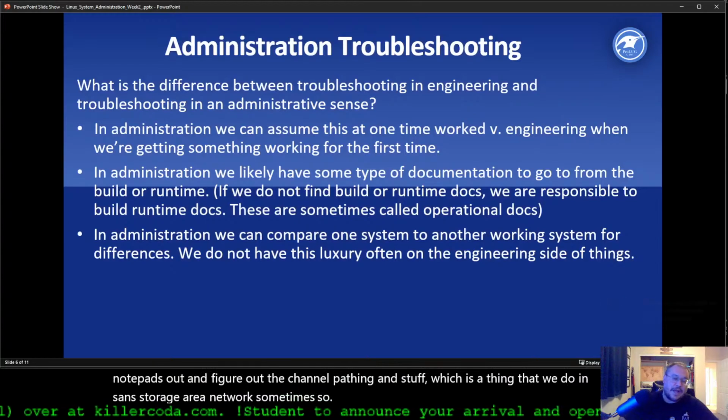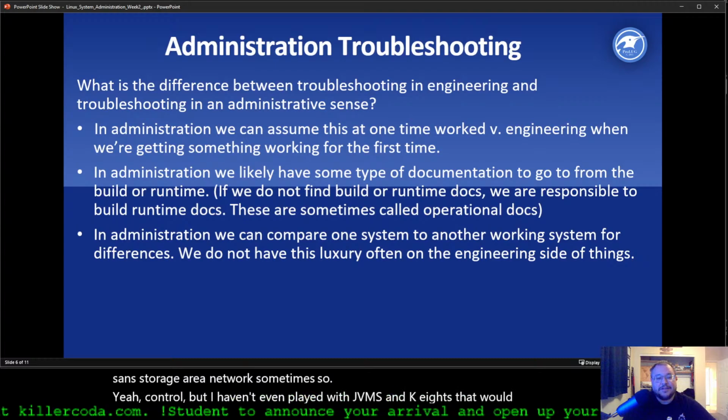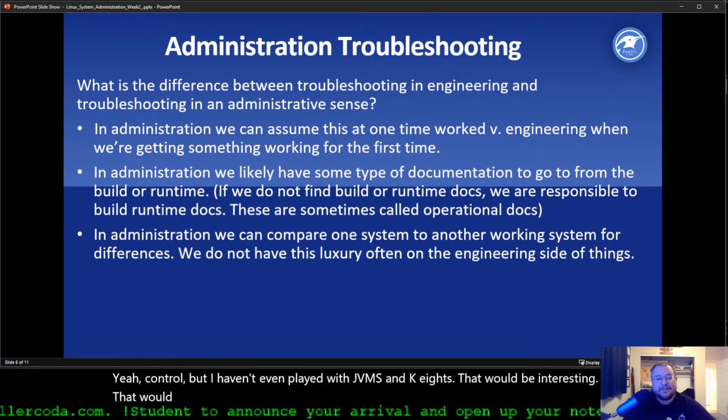Oh yeah, control byte. I haven't even played with JVMs and K8s. That would be really interesting. Yeah.